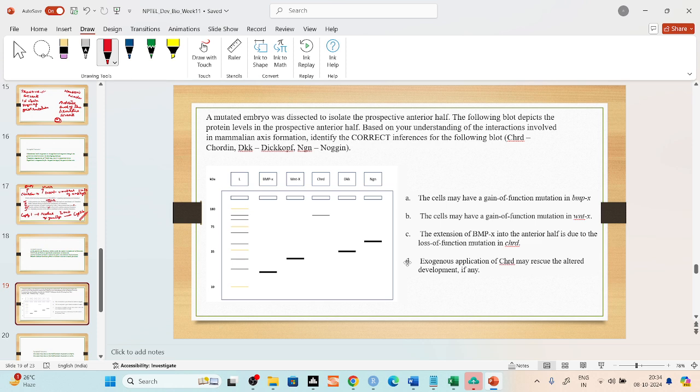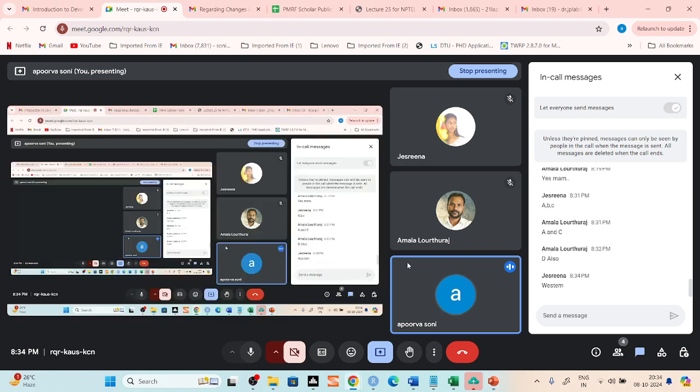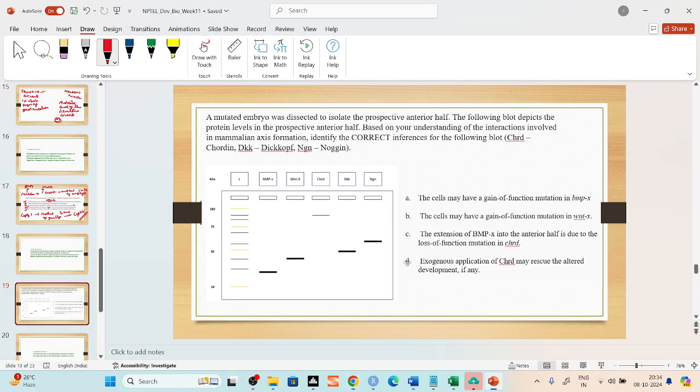First of all, what kind of blot is this? This blot depicts the protein level. That means it is what kind of blot? Is it an eastern, a western, a northern blot? What kind of blot is it? It is a western blot. Good. So it is a western blot, and a western blot represents the protein levels.